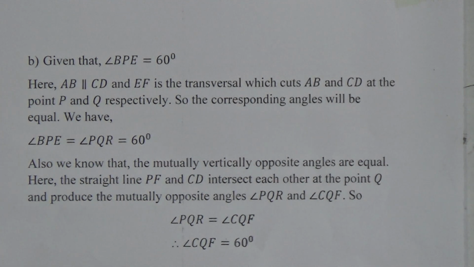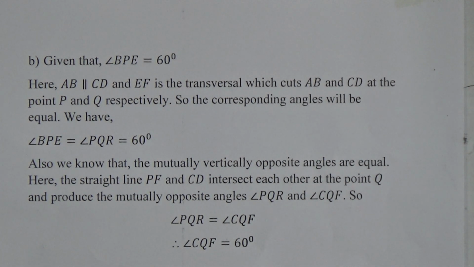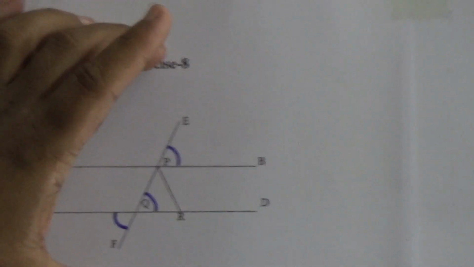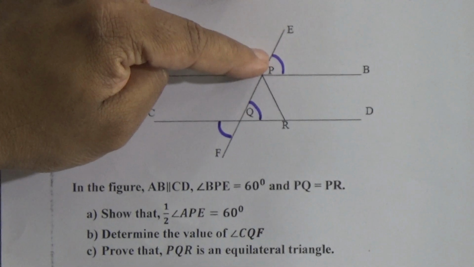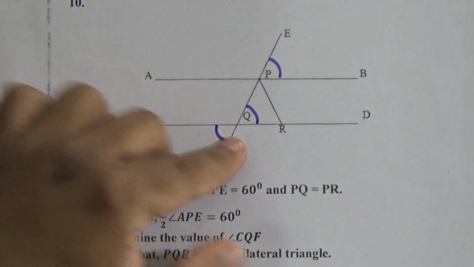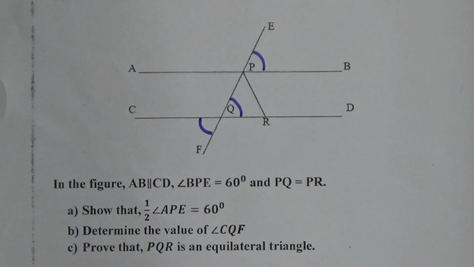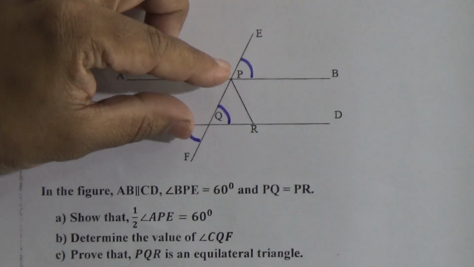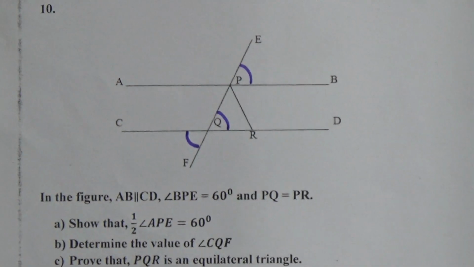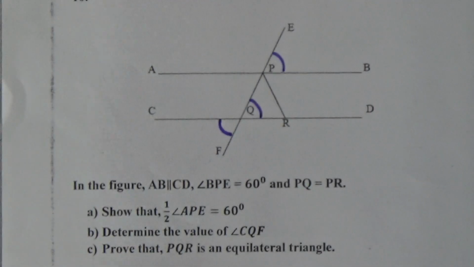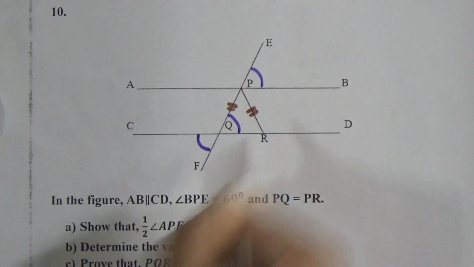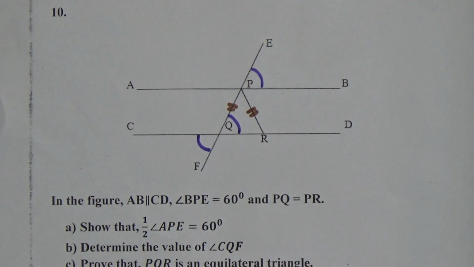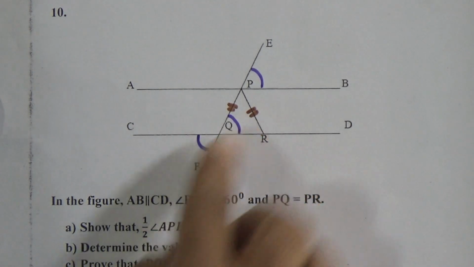Okay, now activity C needs to be proved. My dear students, activity C is: prove that the triangle PQR is an equilateral triangle. That means in this triangle the sides PQ, PR and QR are equal to each other. It is already given that the sides PQ and PR are equal to each other. We only need to prove that QR is also equal to these two sides.